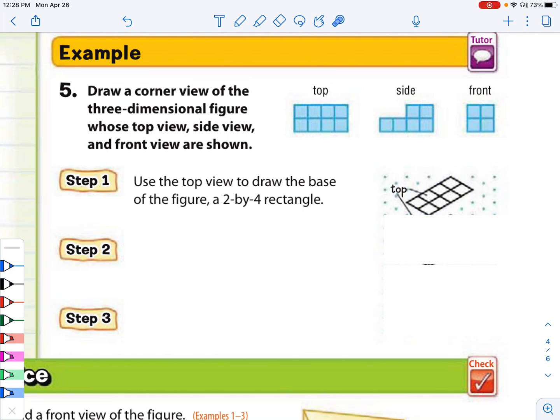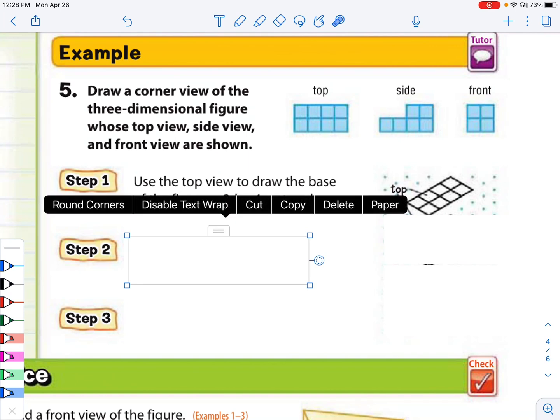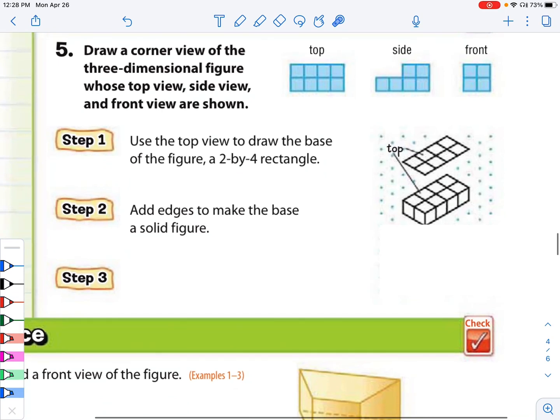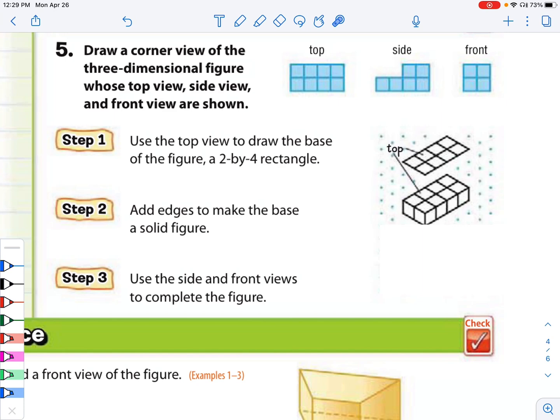Again, step number 2, we draw our edges. We add edges to make the base a solid figure. From this figure, it becomes this figure. We basically draw our edges. And now we are going to use the side and front views to complete our figure. Look at the side view. The side view has 4 here and 2 on top, and that's exactly what you're going to see here.